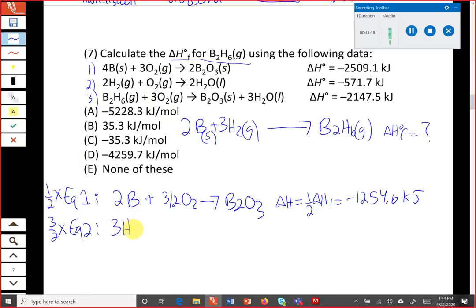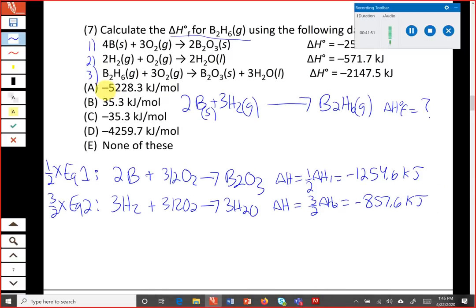We have to do the same thing to every coefficient to keep it balanced. So 3H2 plus 3/2 O2 goes to 3 waters. And the delta H for this modified equation 2 is going to be multiplied by the same factor we multiplied the coefficients by. So this number up here, minus 571.7 times 3/2, is minus 857.6.